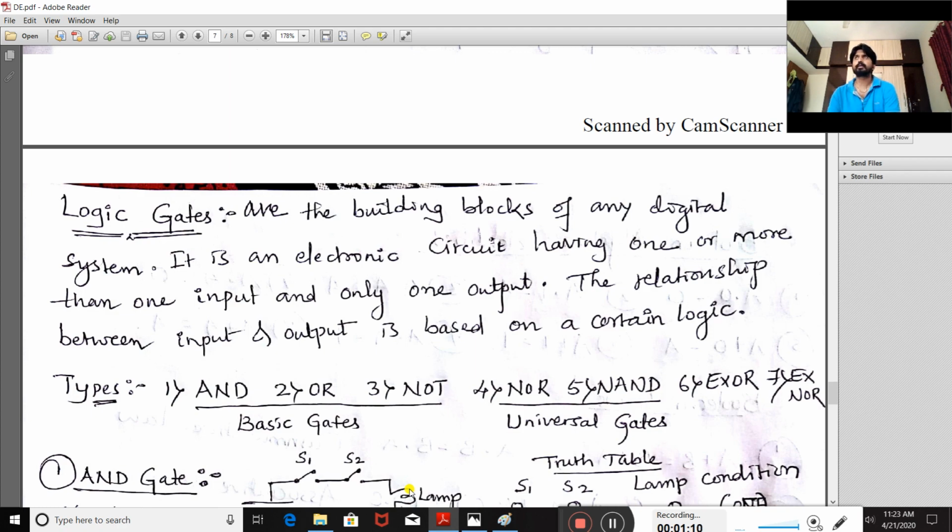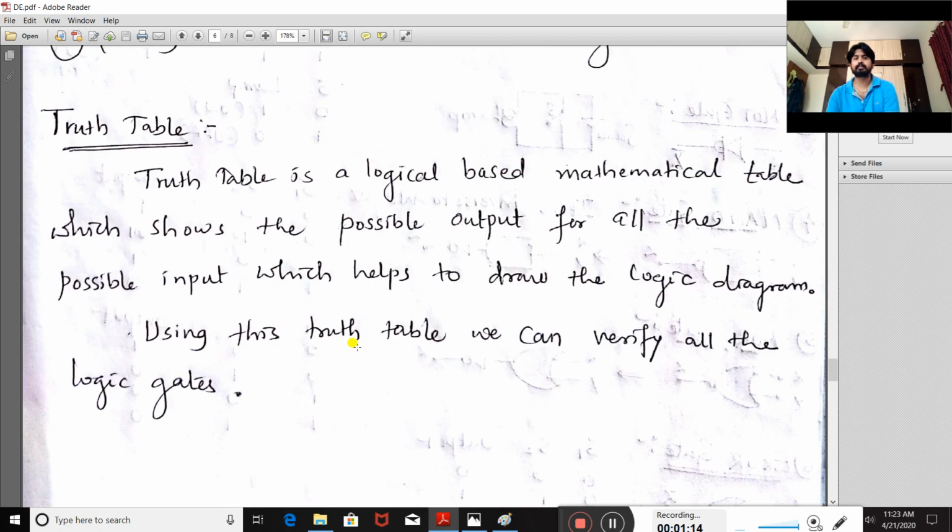And what is a truth table? The truth table is a logic-based mathematical table which shows the possible output for all the possible inputs, which helps to draw the logic diagram. Using this truth table, we can verify all the logic gates.